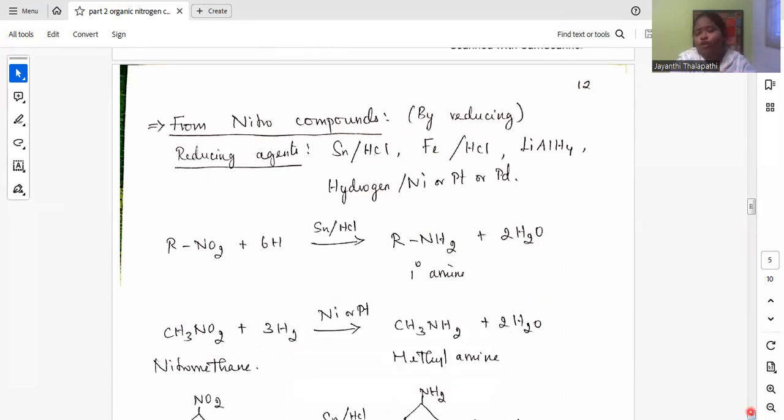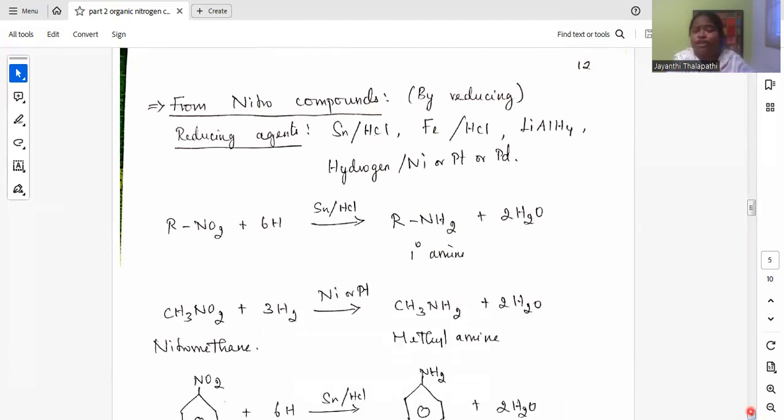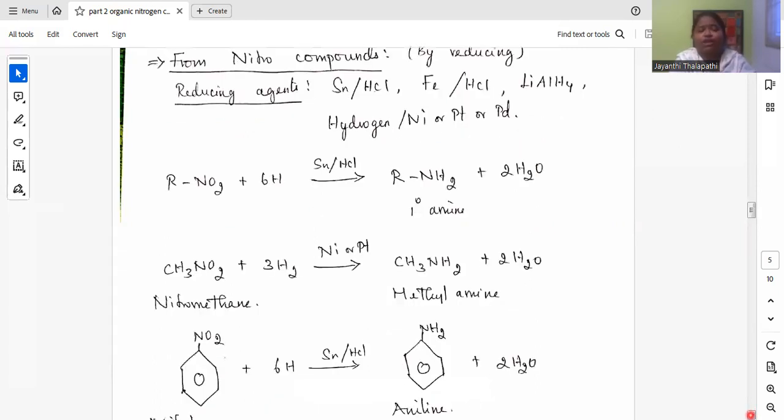From nitro compounds. What is a nitro compound? Nitroalkane, nitromethane, CH3NO2. So in nitromethane, by using reducing agents over here, tin with HCl, iron with HCl, lithium aluminum hydride, or hydrogen in the presence of a nickel, palladium or platinum catalyst, these lead to amine.